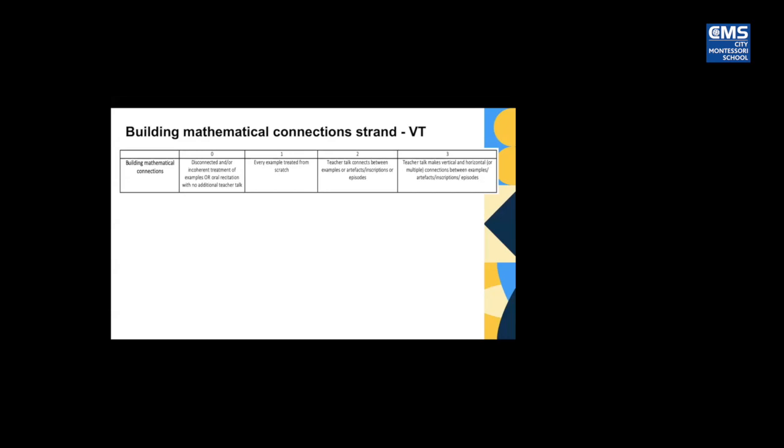And the coding began with, at level 0, disconnected and or incoherent treatment of examples, or simply oral recitation with no additional teacher talk as well. So there were no connections in there. At level 1, we had the kind of example I showed you before, which is just every example treated from scratch. So examples themselves are coherent, but no connections are made between them.